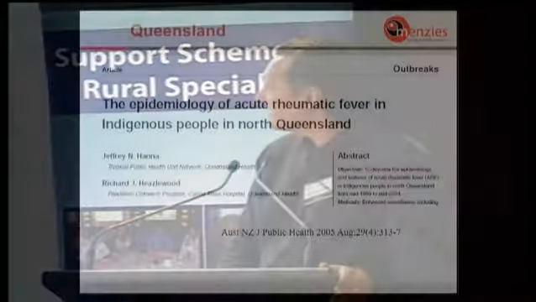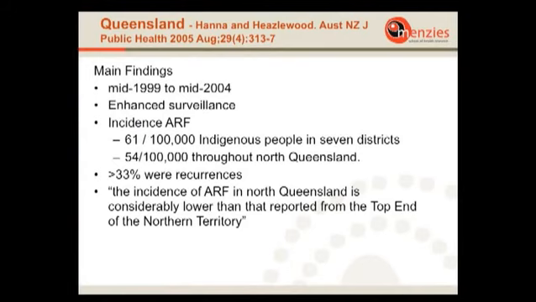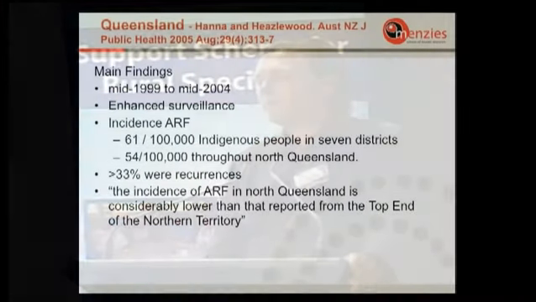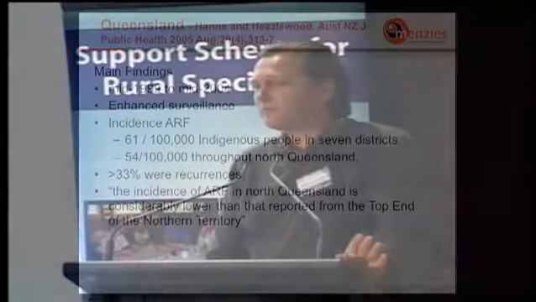One key point is that we are getting data from other jurisdictions at last, which is wonderful. So there is work on rheumatic fever, rheumatic heart disease occurring in Queensland, and this is a publication from a few years ago, 3 years ago, by Jeff Hanna and Richard Hazelwood in North Queensland, documenting a period of 5 years of enhanced surveillance for acute rheumatic fever. And the findings were that there was an incidence of about 61 per 100,000 of acute rheumatic fever in Indigenous people in this region.